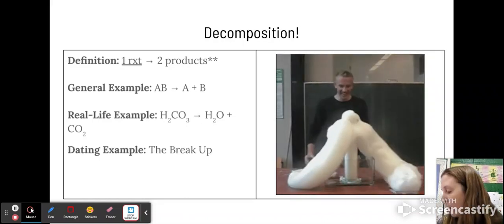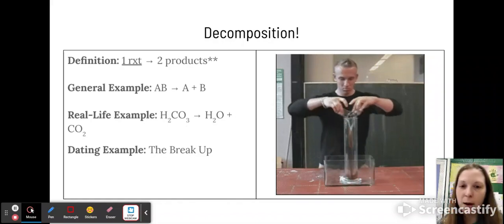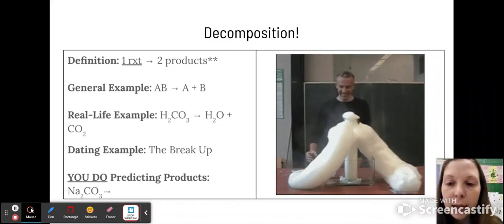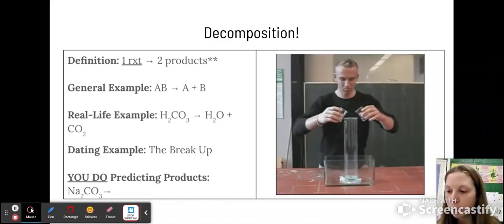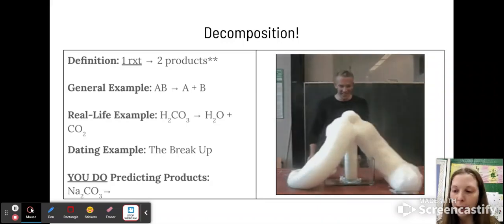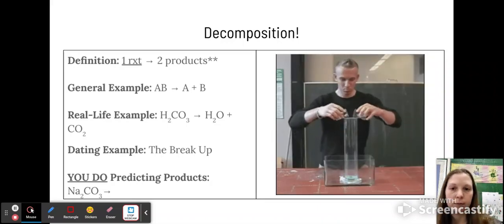Okay, we have our dating example here. So since it's the opposite of the hookup, that would be the breakup. And our real life example that is a you-do is for Na2CO3. So remember that CO3 is a carbonate. So use your reference packet and try to figure this out. Make sure you balance. Pause the video and try that.